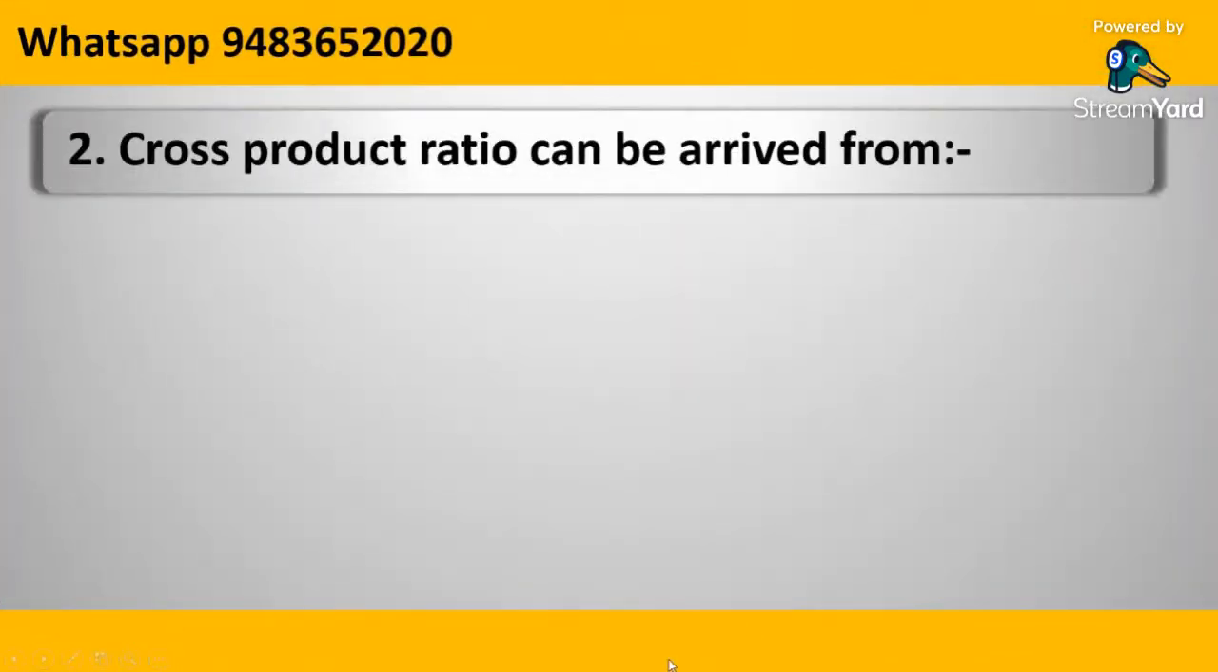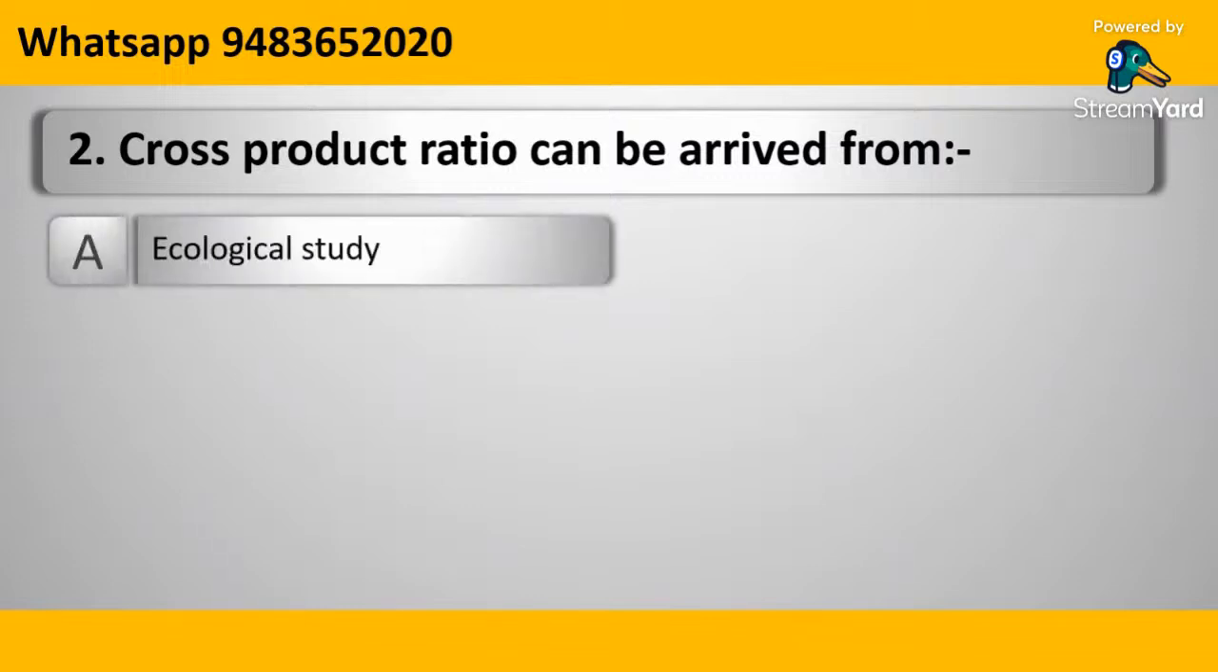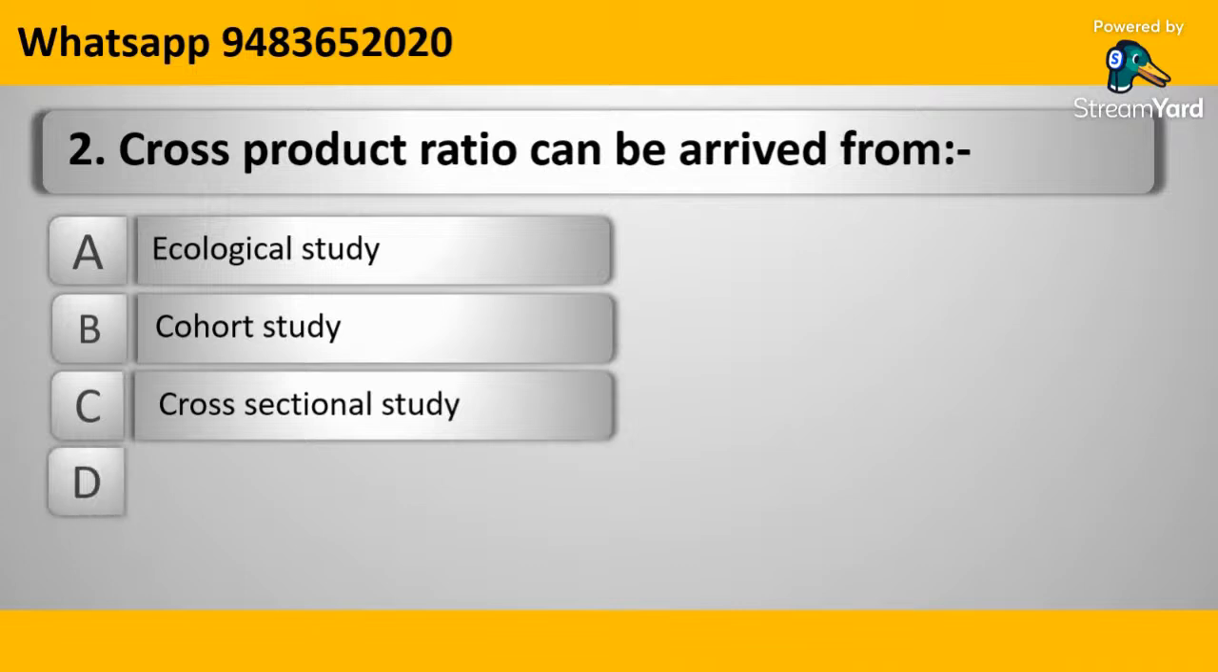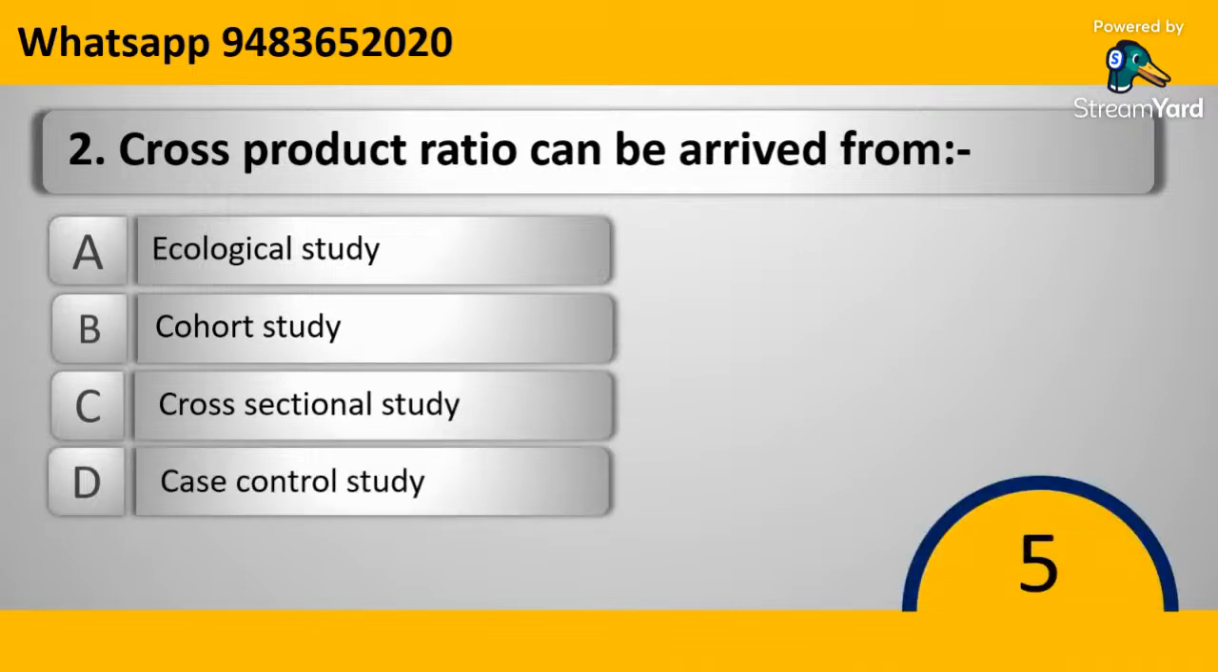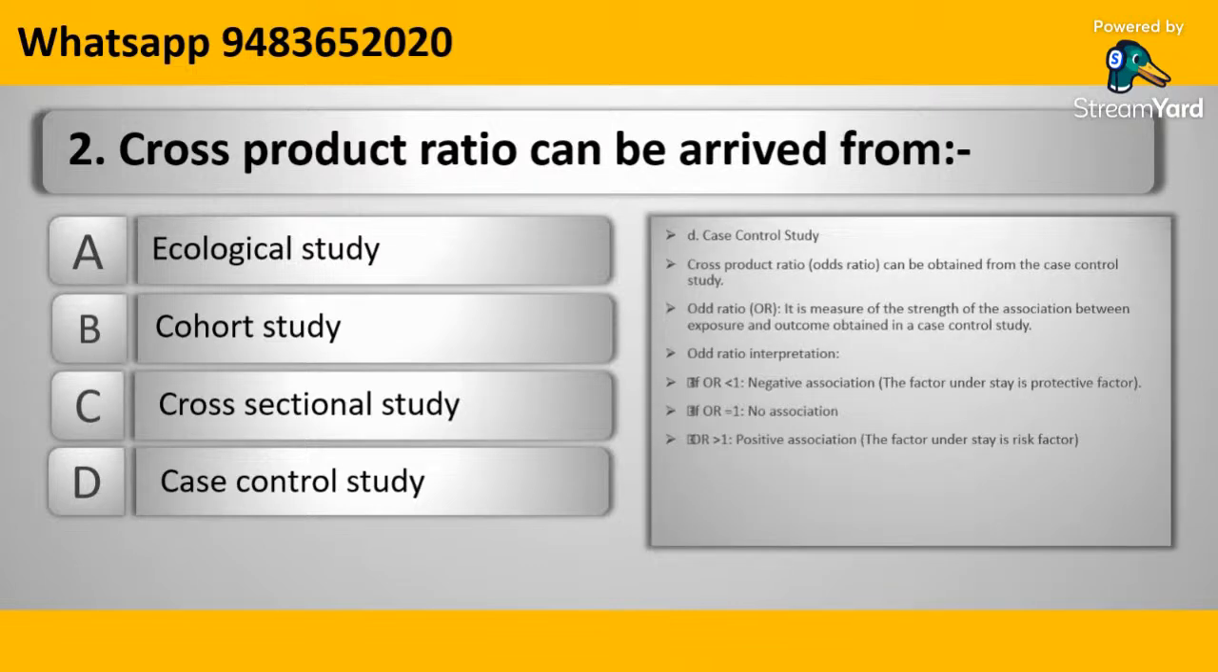Now let us move on to the next question. Cross product ratio can be derived from A. Ecological study, B. Cohort study, C. Cross-sectional study, and D. Case control study. Cross product ratio means odds ratio. This odds ratio can be derived from case control study. So the correct option here is D, case control study.